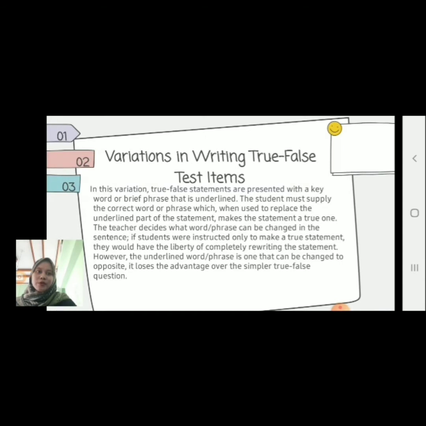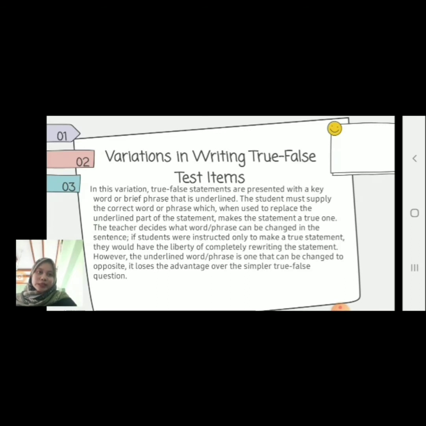While students might correctly judge that a statement is false, no credit will be given unless the student can change the statement to a true one by writing a word or words to replace the underlined words. The teacher decides what word or phrase can be changed in the sentence. If students were instructed only to make the statement a true statement, they would have the liberty of completely rewriting the statement, so the teacher may not be able to determine whether or not the student understood what was wrong with the original statement.